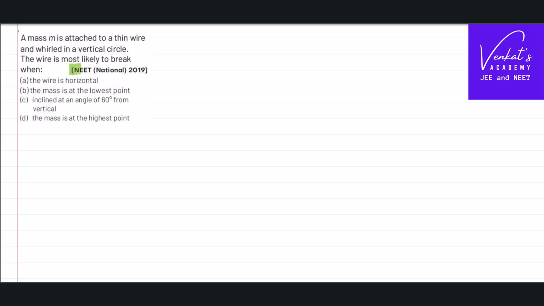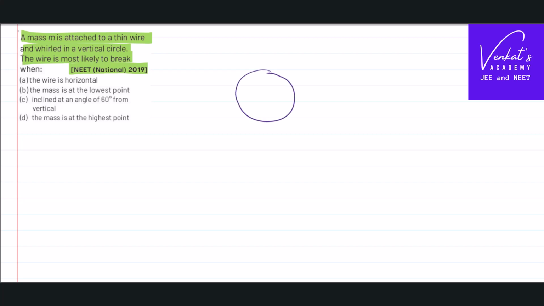This is a NEET 2019 question based on vertical circular motion. The problem is like this: a mass M is attached to a thin wire and is held in a vertical circle. The wire is most likely to break at what point, right? Let us consider what it is saying. There is a mass M attached so that it is moving in a vertical circle.